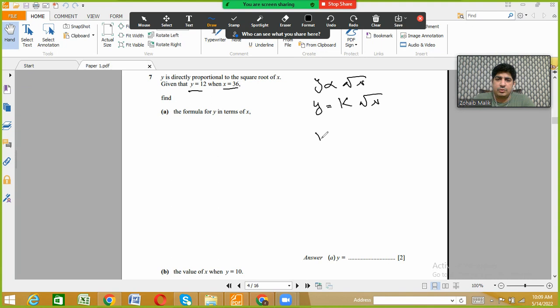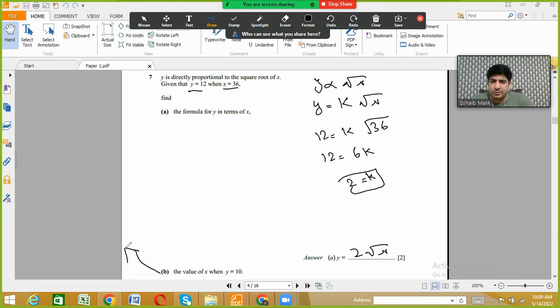So y is 12 and x is 36 square root. So 12 is equal to 6k, because the square root of 36 is 6. So now k will be equal to 12 divided by 6, it would be 2. So the final equation becomes y is equal to 2 square root x. Now for the b part, I'm solving it here. The value of x when y is equal to 10.